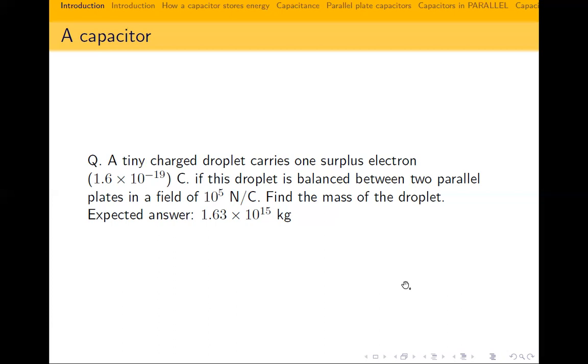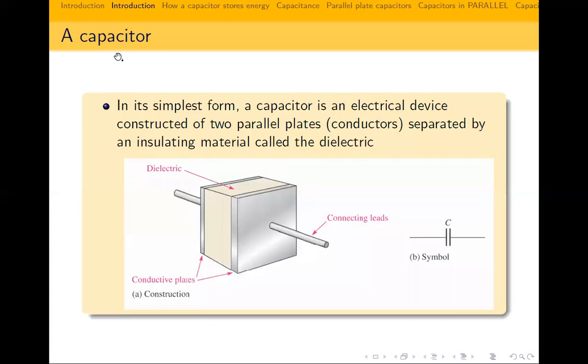So this one was supposed to be part of the introduction, not capacitor yet. So now we begin with the capacitor. I'm sure this word capacitor is not new. We have heard about it. Maybe some of us have seen what a capacitor is. I think in my slide I should have put a picture of a capacitor, but I think I forgot.